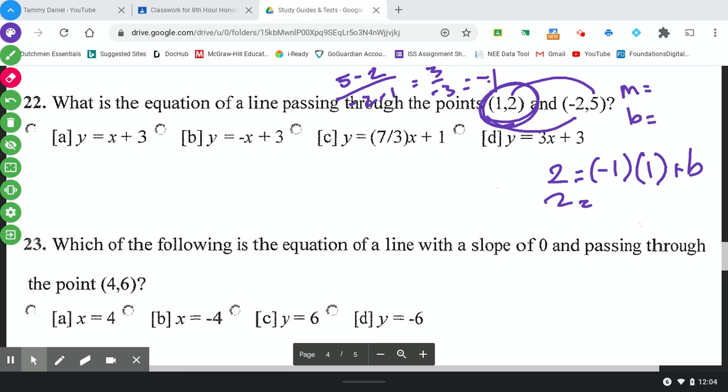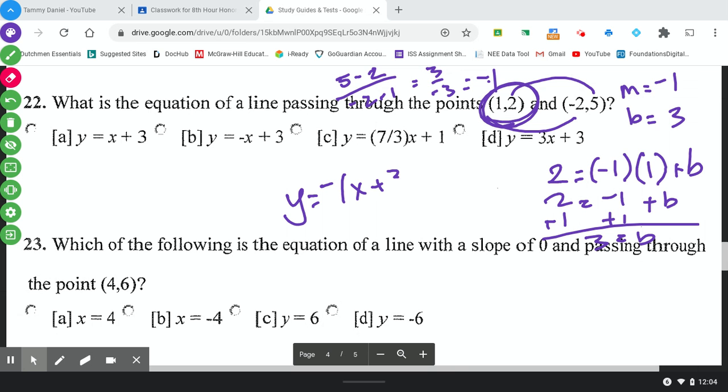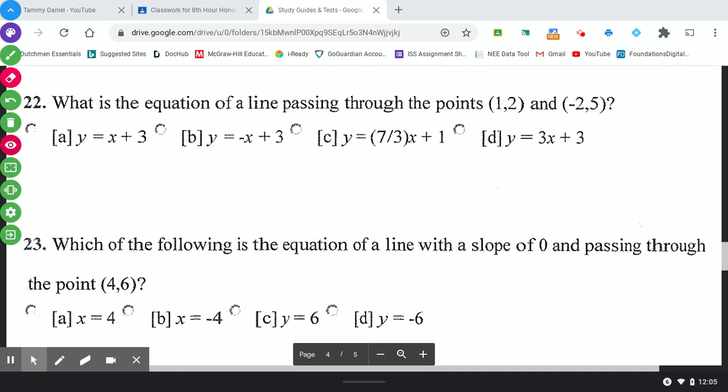So 2 equals negative 1 plus b. We add 1 to both sides. And now our b is 3. So our m is negative 1, and our b is 3. So our equation should be y equals negative 1x plus 3, or y equals negative x plus 3. Right there. Letter B. Good. All right.